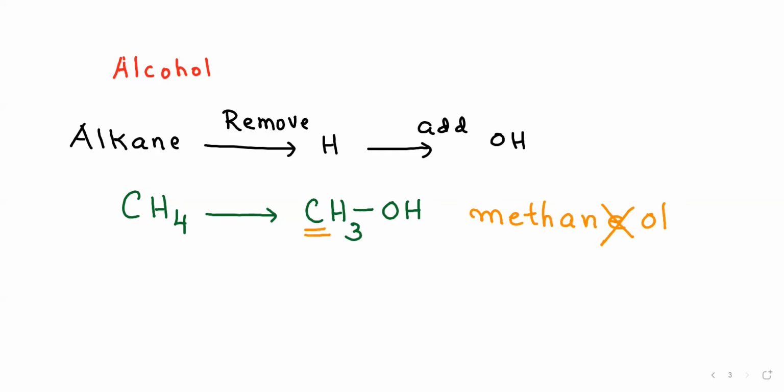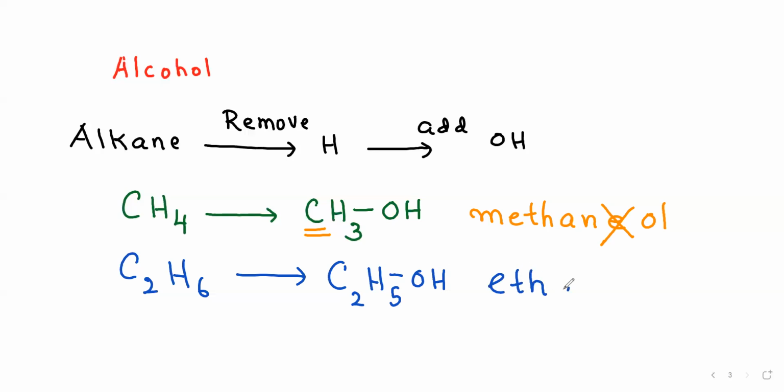If you take the next one, for example C2H6, this will become C2H5OH. C2 means ethane, so the E will be replaced by OL. So this is called ethanol. I hope this is clear.